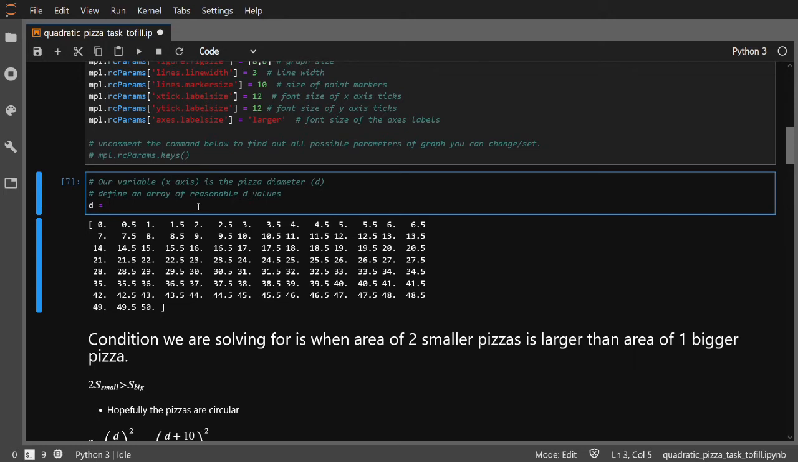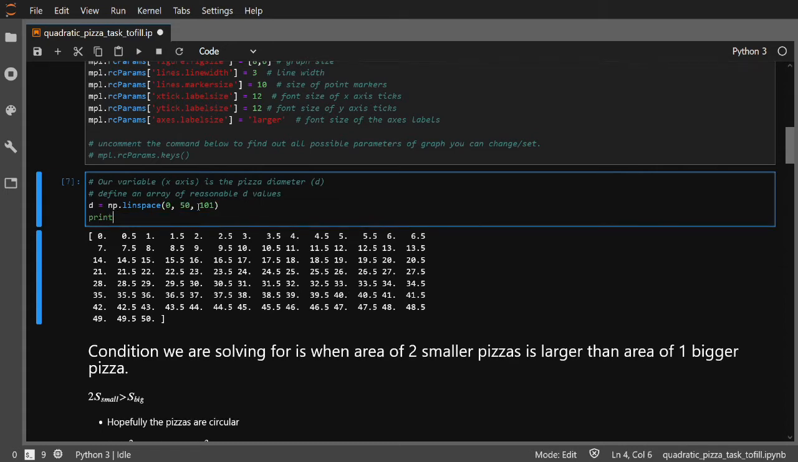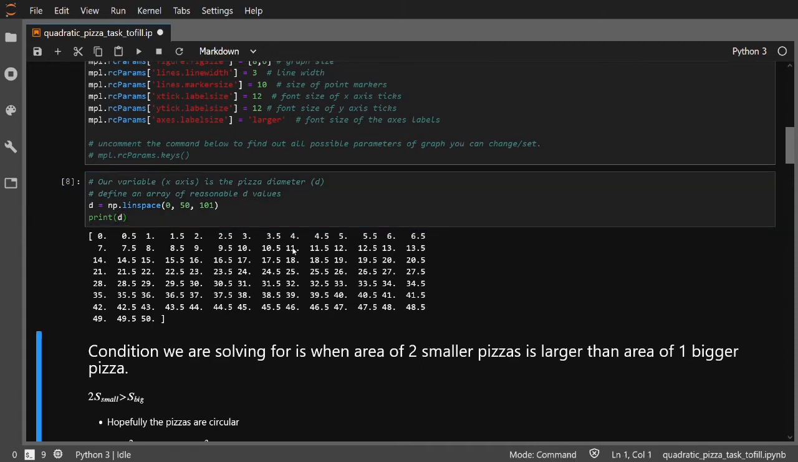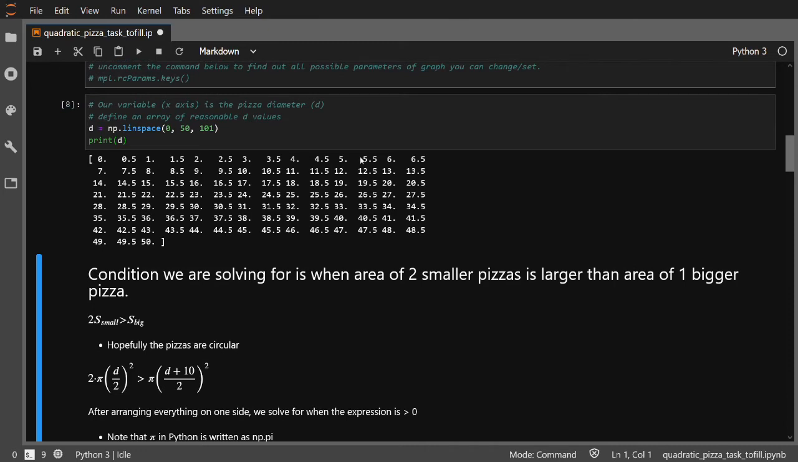So let's call it d, and we will linearly space the values, so np.linspace. Diameters are clearly positive, so let's start from 0, go to 50, and create 101 values. In order to show the values, we can use the print function, so print d. Run the cell and we see the array which goes from 0 to 50.